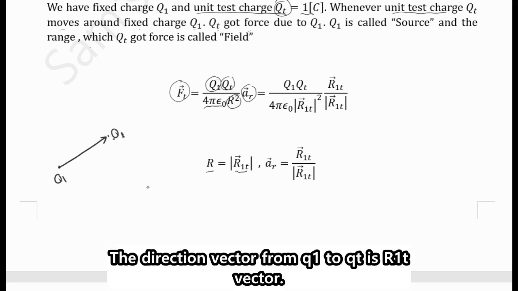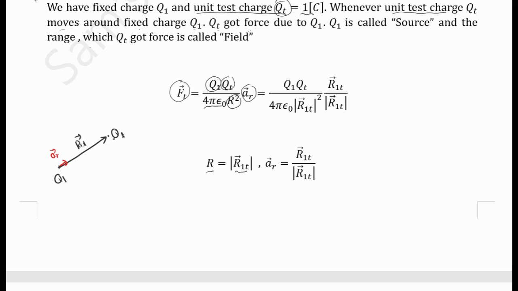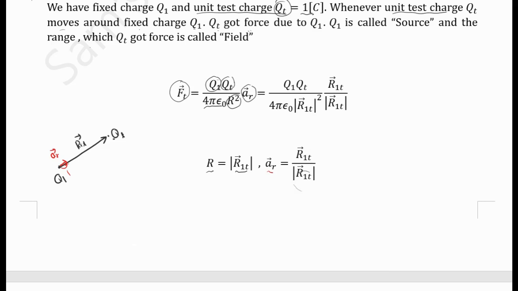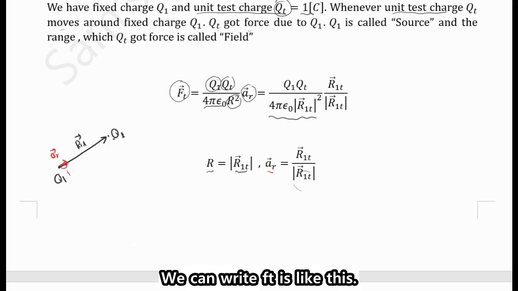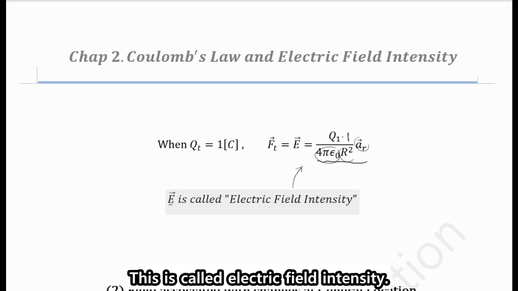The direction vector from Q1 to Qt is the R1t vector. AR vector is the unit vector of R1t vector. The magnitude is 1, and the unit vector is R1t vector over the magnitude of R1t vector. So we can write Ft like this. When Qt is 1 Coulomb, Ft becomes Q1 over 4 pi epsilon 0 multiply 1 over R squared AR. This is called electric field intensity.